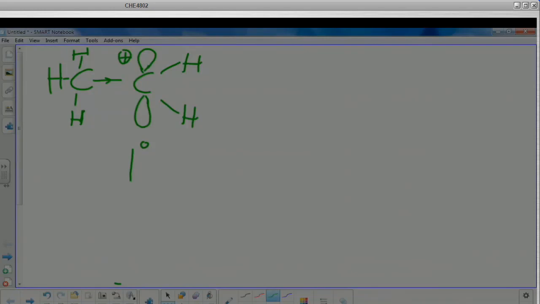Colleagues, this is Honors, it's not first year. We have only two factors that control reactivity. One is steric factors, which deals with size. The second is electronic effect, and there are two types of electronic effects. Which ones are those? Inductive effect and resonance effect.